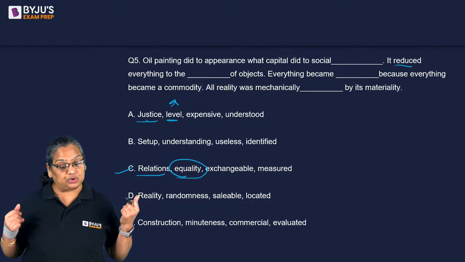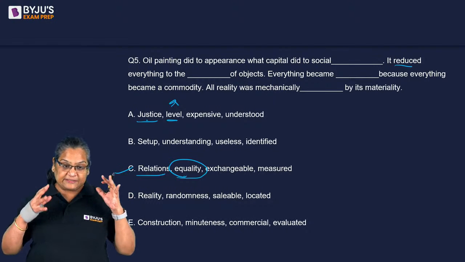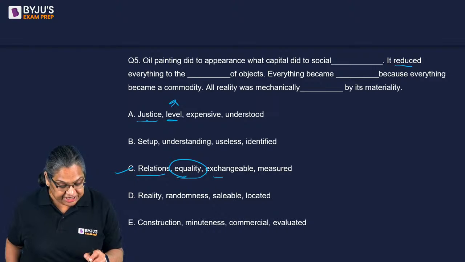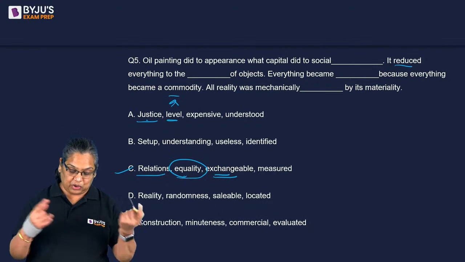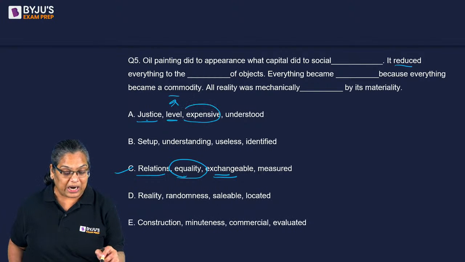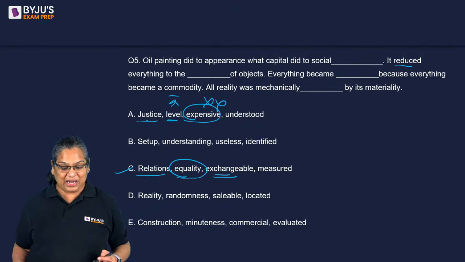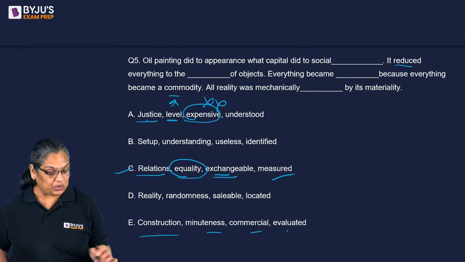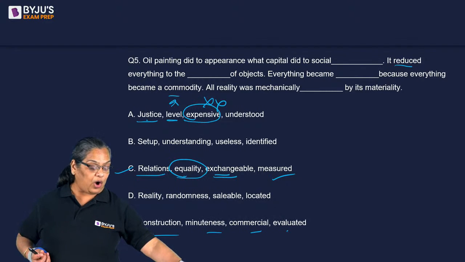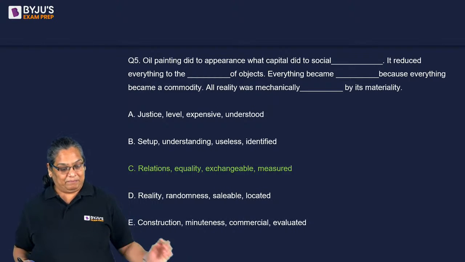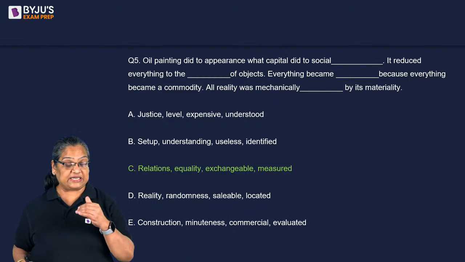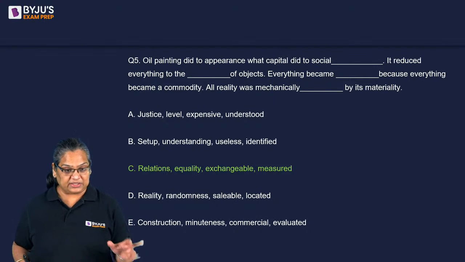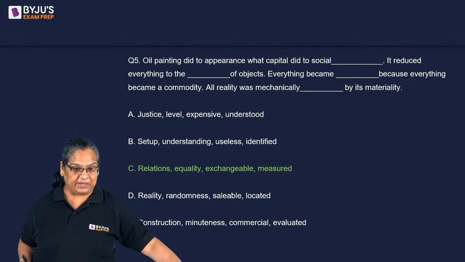At what level are objects? To the equality of objects means it equalized everything to objects. Everything became exchangeable because it was a commodity. Commodities are exchangeable. Now here you can't say expensive. Here evaluated is a good word, but the others don't work. Therefore, by eliminating options, C becomes good. When I marked last year, I was not happy with the word equality. I still thought level would have been better, but the others worked, and therefore C became the better answer.